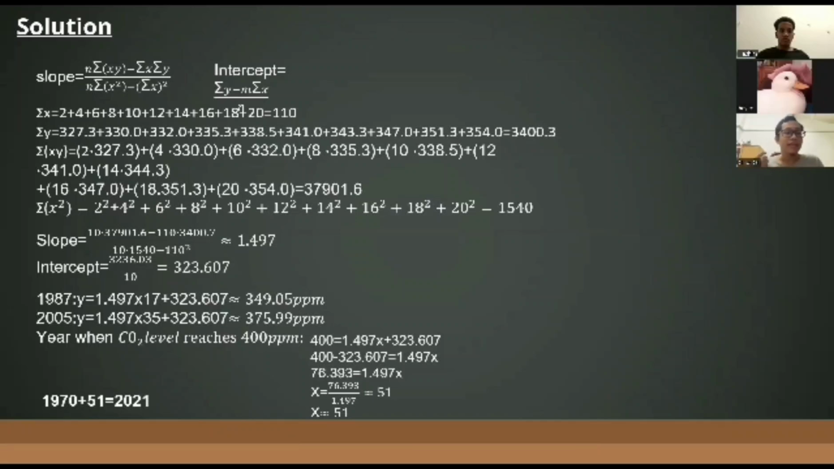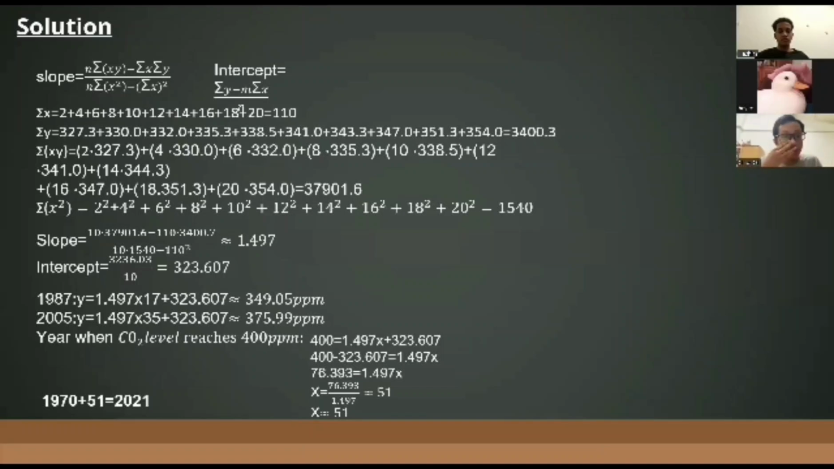So sigma x equals 2 plus 4 plus 6 plus 8 plus 10 plus 12 plus 14 plus 16 plus 18 plus 20, which equals 110. For sigma y, it equals 327.3 plus 330.0 plus 332.0 plus 335.3 plus 338.5 plus 341.0 plus 343.3 plus 347.0 plus 351.3 plus 354.0, which equals 3400.3.